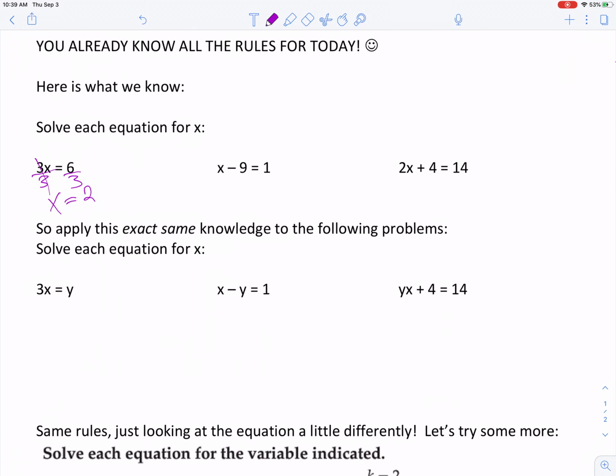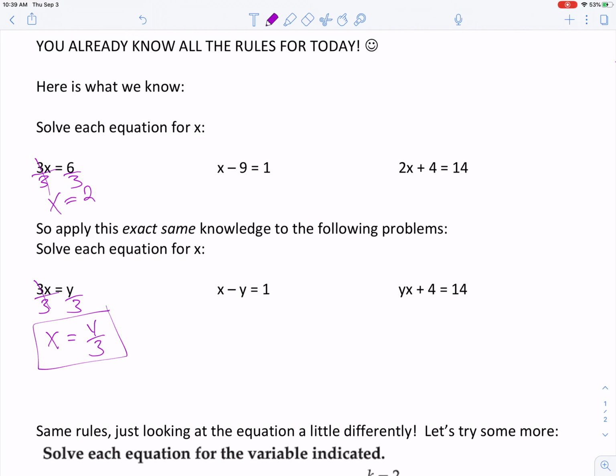So you told me to get x by itself, I need to divide by 3. Do the same thing here. Divide by 3. That 3 is still just being multiplied on. So now it's x equals y over 3. Your answer is just simply still going to have all the variables in it.